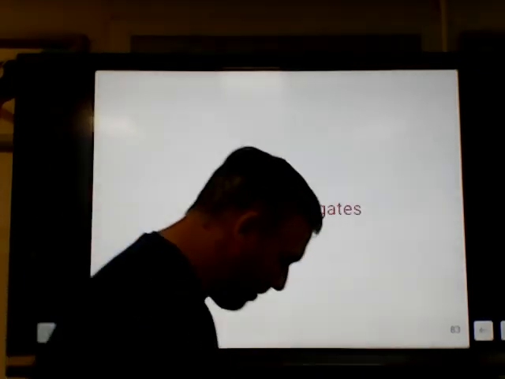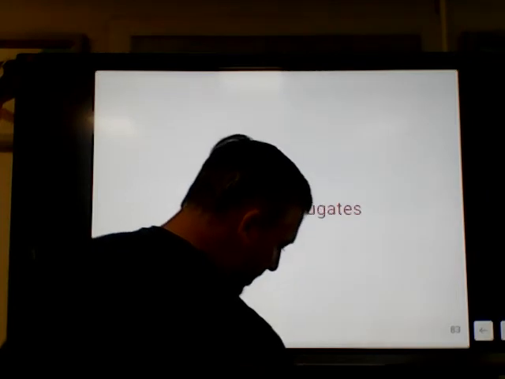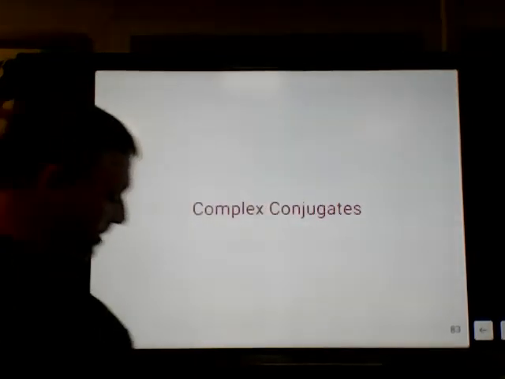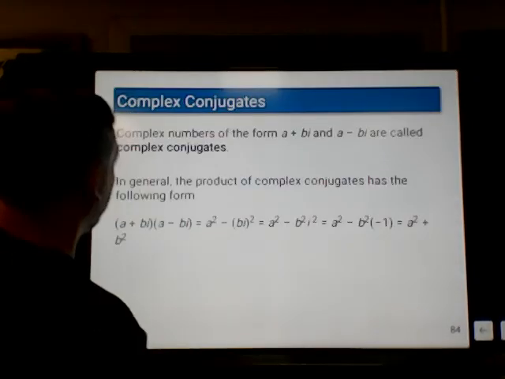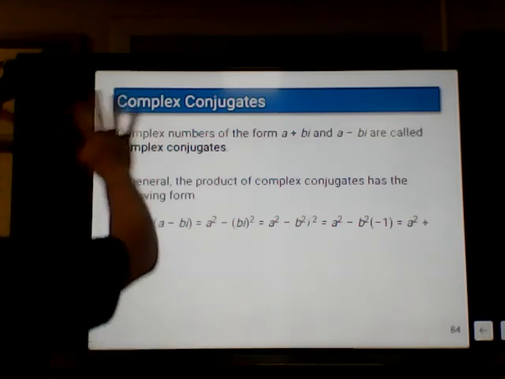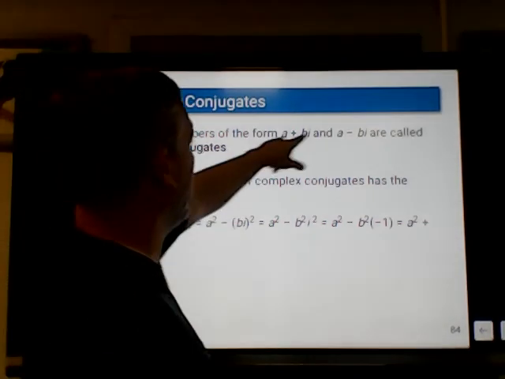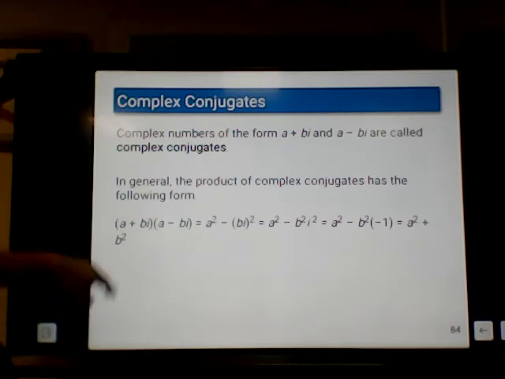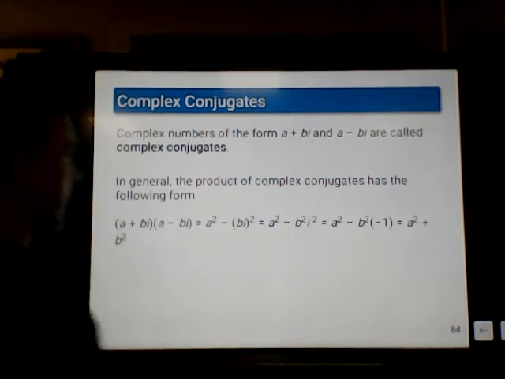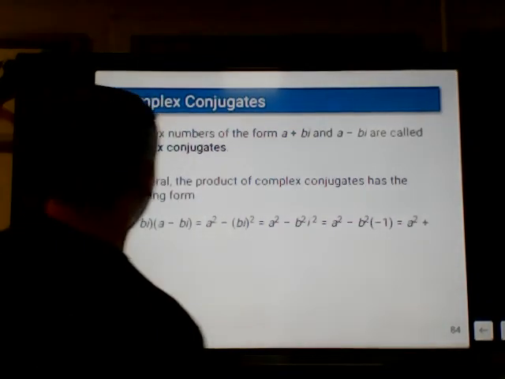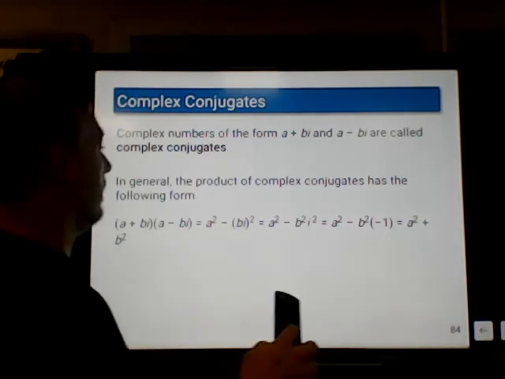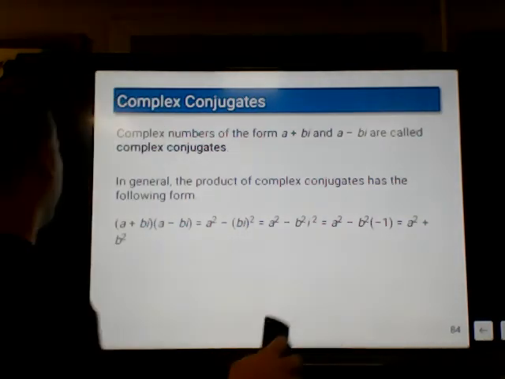And the last part we're going to do in this lesson is complex conjugates, which is not hard. Most of this is pretty simple. You've done this on number 2. Complex numbers in the form of a plus bi and a minus bi are complex conjugates. In general, they have this right here where they kind of cancel. And let's get to the homework.